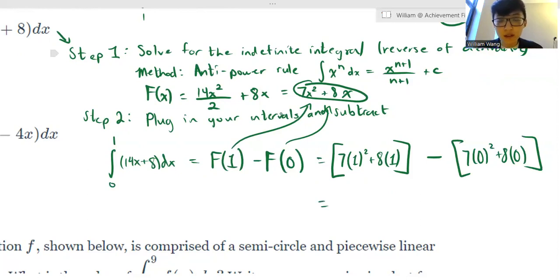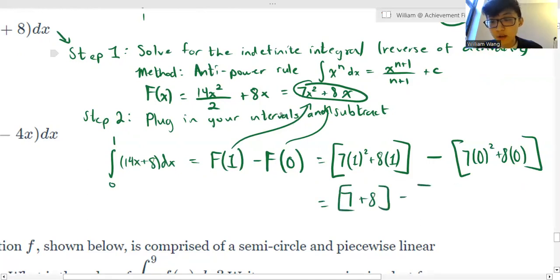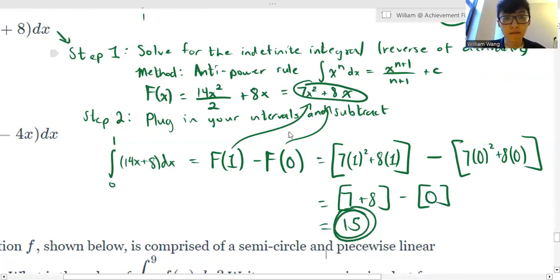All right, then I simplify this. 7 times 1 squared is going to be 7 plus 8, minus this whole thing simplifies to 0. So it's equal to 15. My final answer is 15.